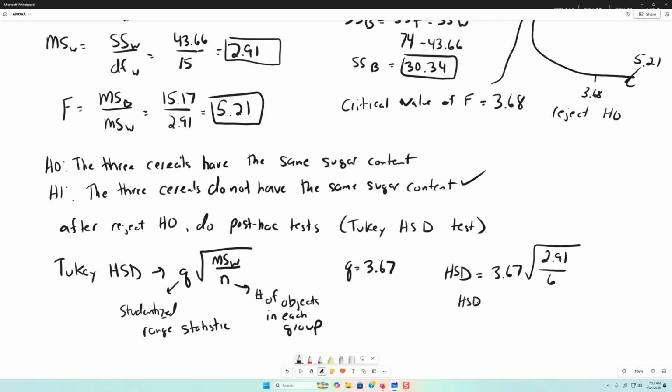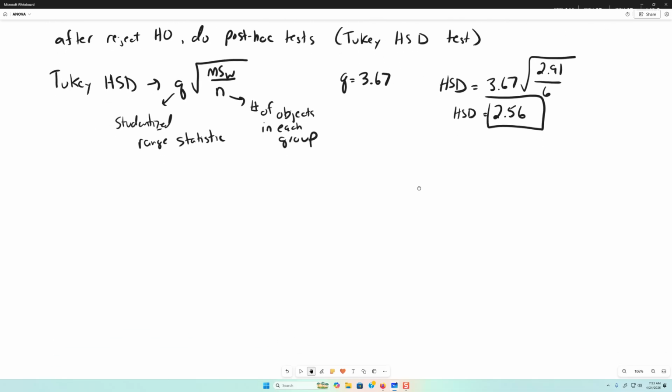Solving this, which means multiplying by this quotient and taking the square root, we get 2.56 as the minimal distance. So this is the minimal distance between any two means for us to call them statistically different. If we have to find the distance between means, we have to actually calculate the means. So let's calculate the means. And I know it's a long problem. It's not a hard problem. It just has a lot of steps. So you have to concentrate and do the steps in order.